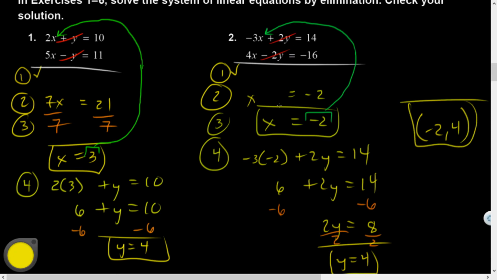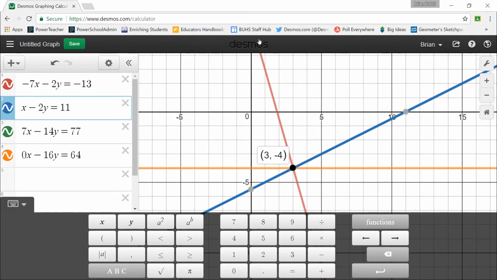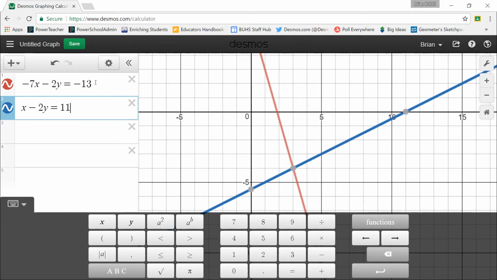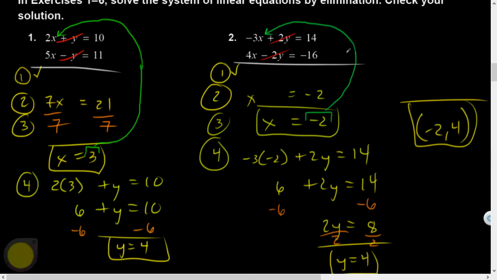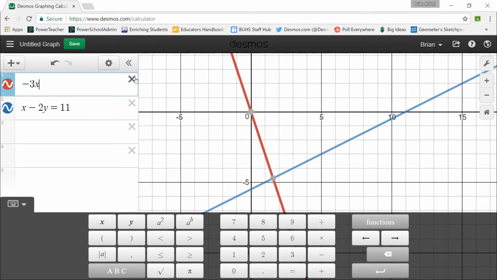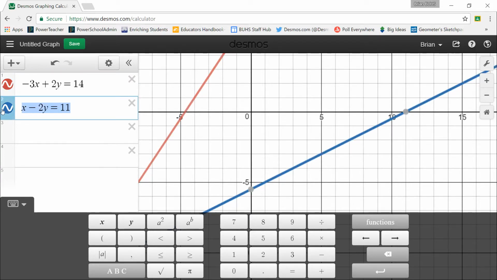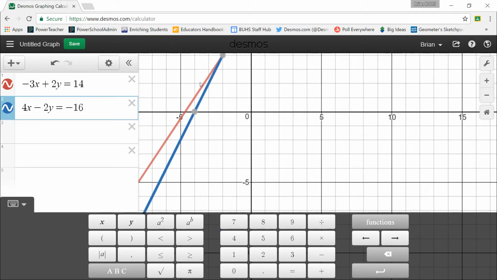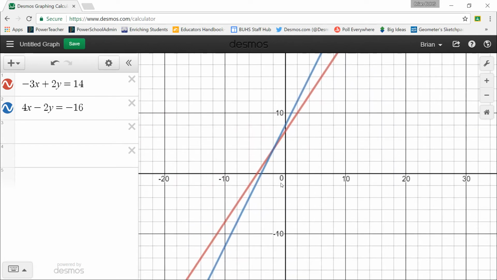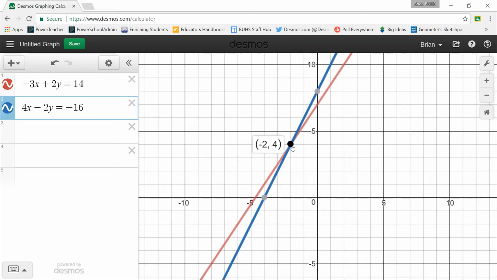So that's what's cool about this, is the fact that you can add equations together and it still is helpful. Let me actually show that Desmos graph again right now. Let me rewrite this. So this was negative 3x plus 2y equals 14. So there's our first equation. Our other one was 4x minus 2y equals negative 16. All right, so here are our graphs. If I was solving graphically, I'd be interested in where these lines intersect.